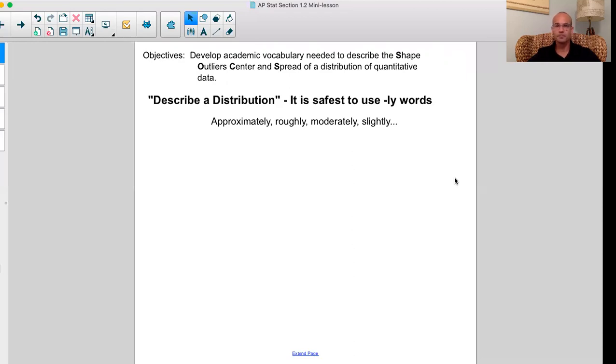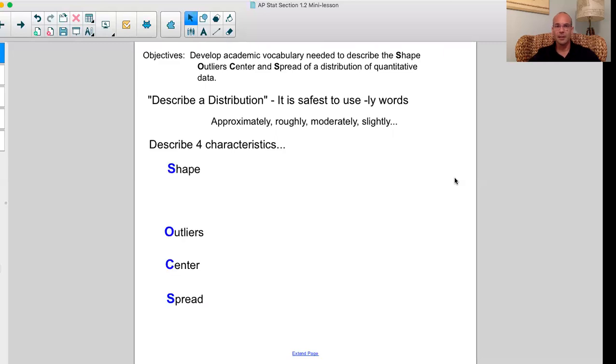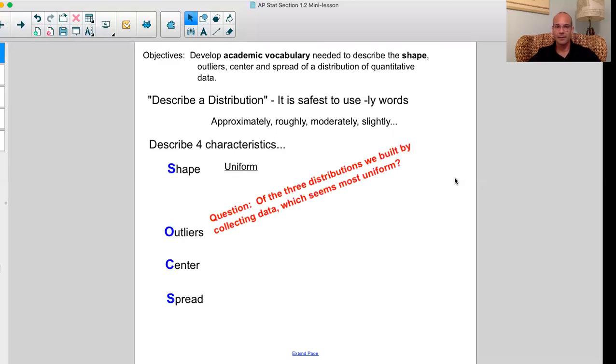And then you kind of realize that approximately and roughly are really just generally approximating, and then moderately and slightly and strongly, those are still approximating, but giving you which end of the continuum they're on. Those are all possible ways to hedge your language. And then, like I said, describe these four characteristics.